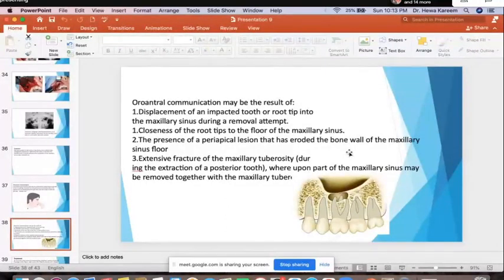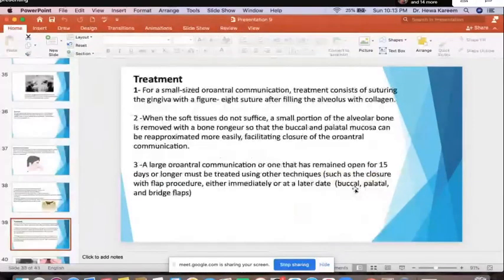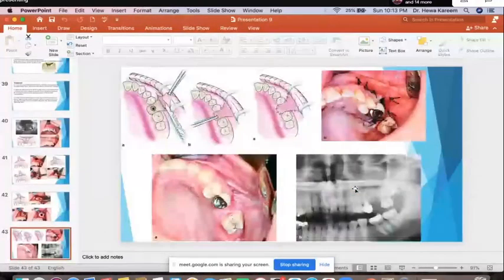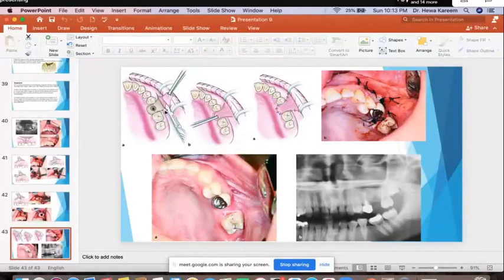Where does the oroantral communication occur? When the tooth goes inside the maxillary sinus, or makes an opening between the maxillary sinus and the oral cavity. Management: excise the fistula and make a buccal advancement flap, release the flap to the side of the fistula, and suture it like this.